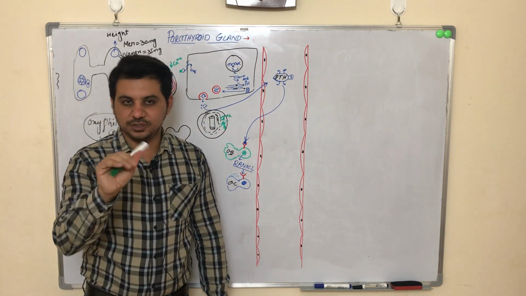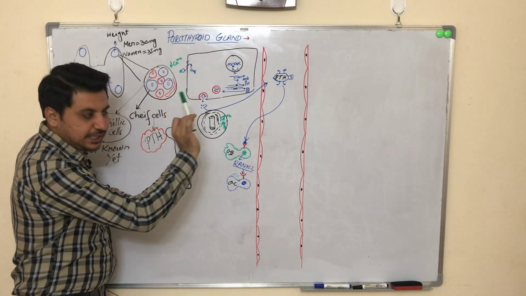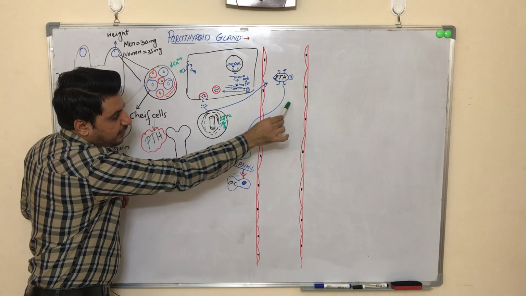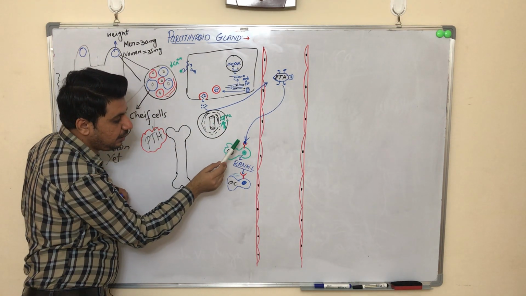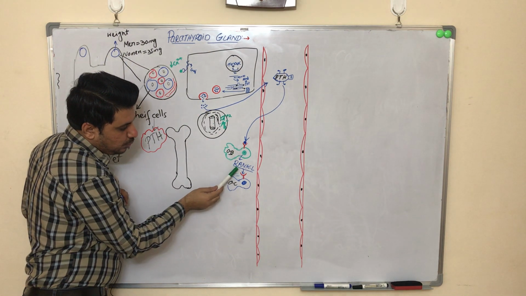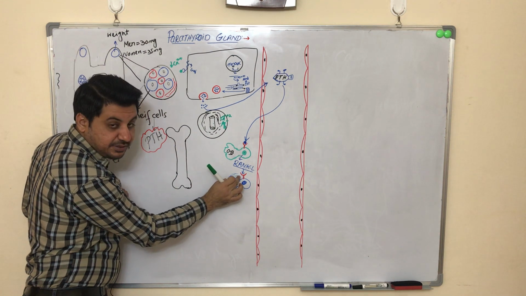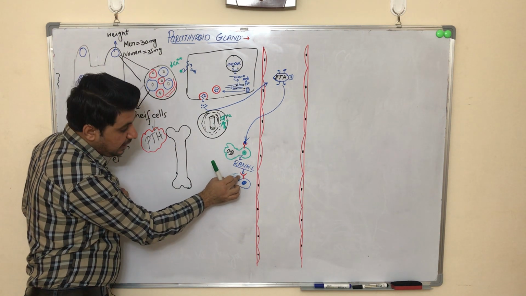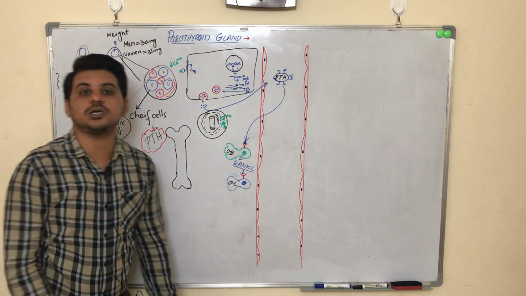Okay, so this is the very interesting fact that I have told you. What happened? This parathyroid hormone will become attached to the receptor, and from here, through a signal cascade, it will lead toward the formation of RANKL protein, and this RANKL protein will become attached to the RANK receptor, which will lead toward the maturation of this pro-osteoclast cell.